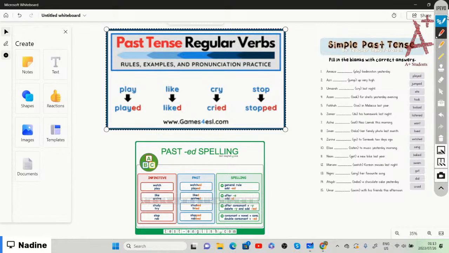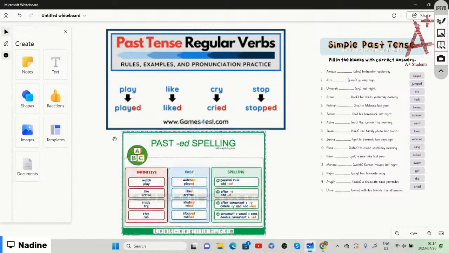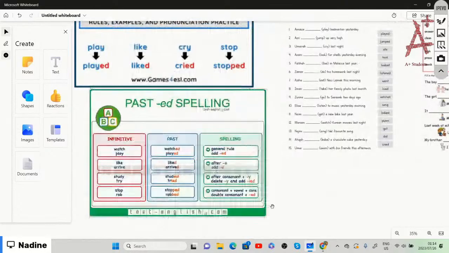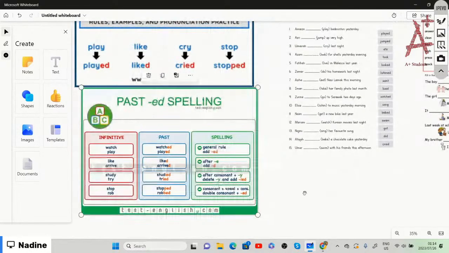If we now look at the picture over here, which shows an example of the past ed spelling, this is once again giving us the rules as mentioned above. In the picture we have our infinitive or normal verb, and then we have our past tense verb, and then we have our different spellings and what to add.